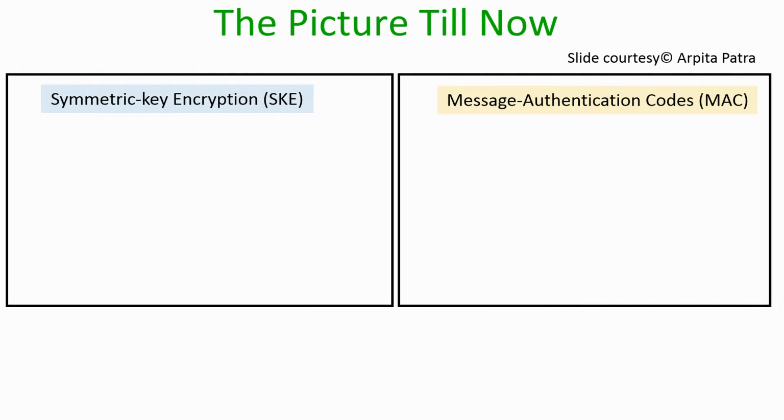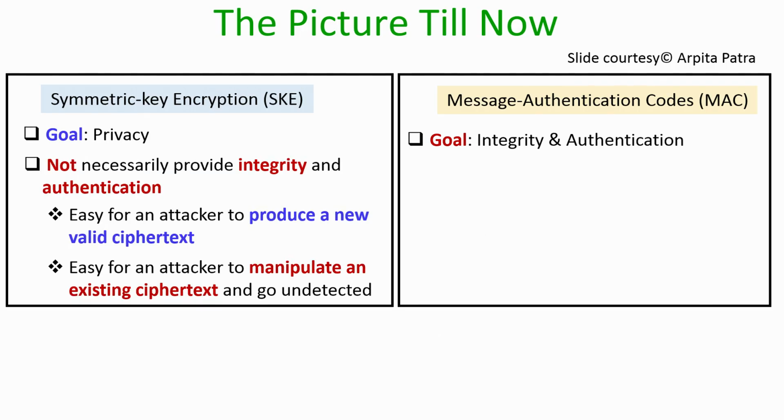Namely, the picture till now is as follows. We have extensively discussed two cryptographic primitives, namely symmetric key encryption or SKE and message authentication codes or MAC. Property wise, the goal of secure symmetric key encryption is to achieve the privacy property, whereas the goal of message authentication code is to solve the integrity and authentication problem. Symmetric key encryption just solves the privacy problem; it does not solve the integrity and authentication problem.